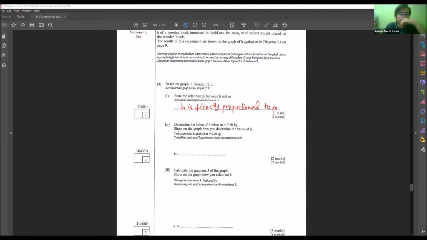So number 2, determine the value of H when M is 0.20 kilogram. So on the graph, how you determine the value of H. So basically this is interpolation. It's given us the x value, asks us to find the y value. Make sure that you show the dotted line on the graph. So let's do that.